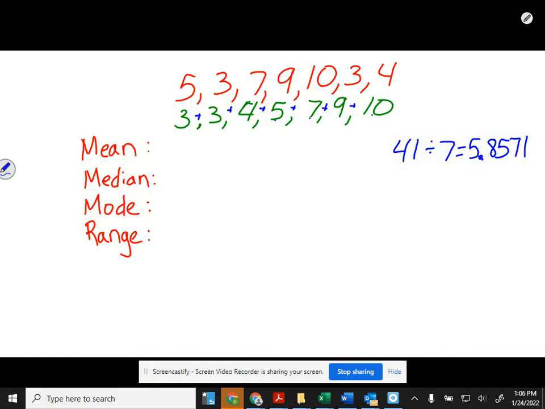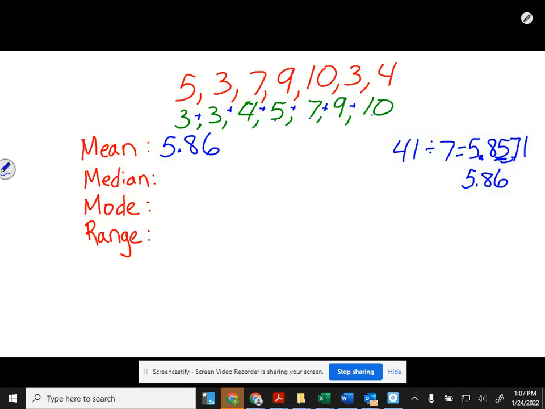So if we're rounding to the hundredths, am I going to round that 5 up to the 6, or am I going to keep it at a 5? Why am I going to round it up to a 6, Paul? Because if I look at my thousandths place, that 7 is 5 or higher, so that means I have to round it up. So my mean is 5.86, 5 and 86 hundredths.